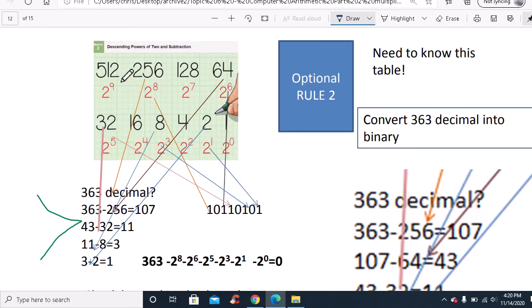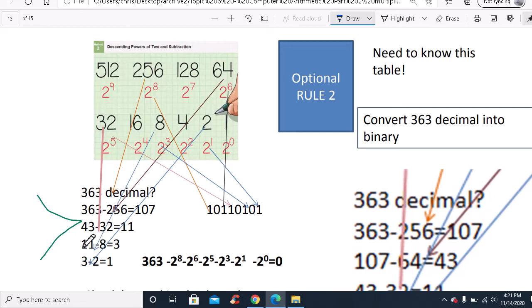I can't take 512 from 363 because I'd get a negative number. I just want to repeatedly subtract powers of 2 from 363. So there's another step or two. I think I've missed one out here. And we get 43. And from 43, you can't take 64, but you can subtract 2 raised to the power of 5, 32, from it. And if you do that, it leaves you with 11.